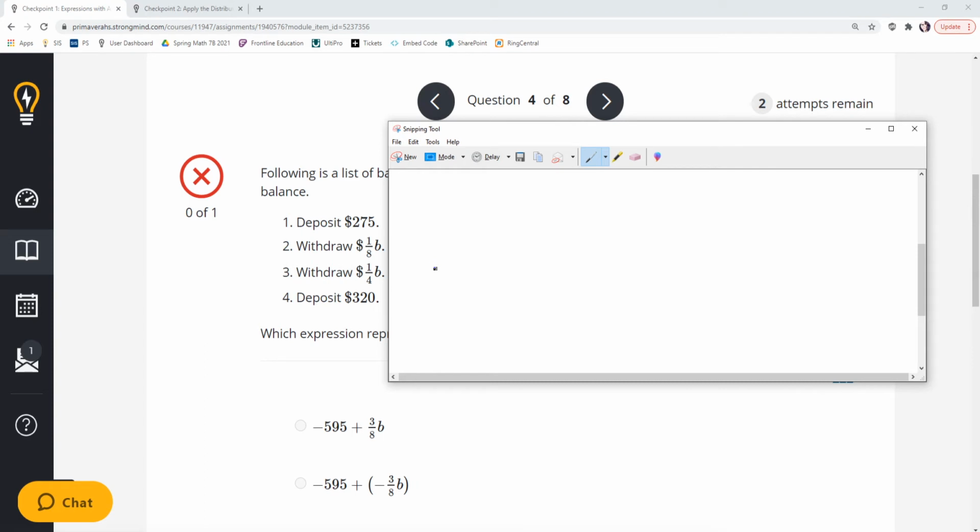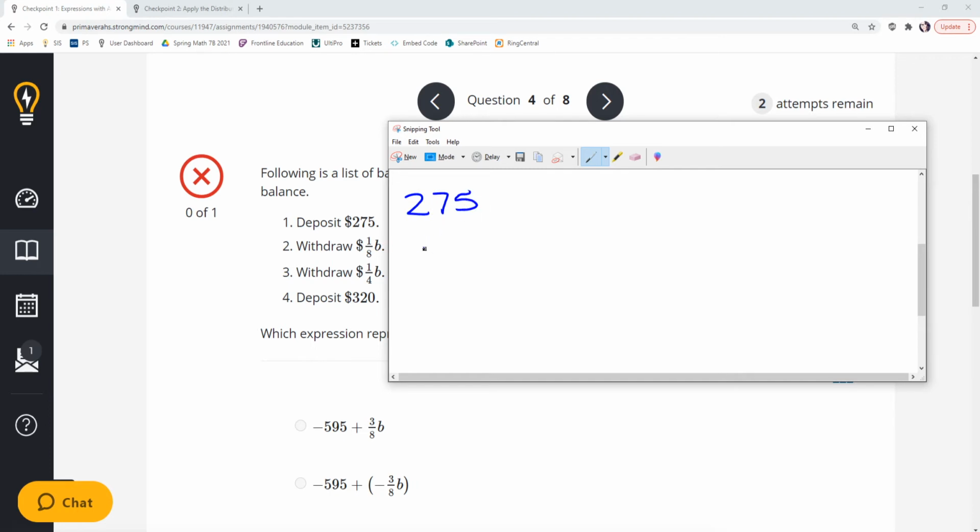Well, if I go to the bank and I deposit money, I'm adding money to my bank account. Since I'm adding money to my bank account, my total money is going to get bigger, which means that deposit represents a positive number. So this 275 is going to be positive.